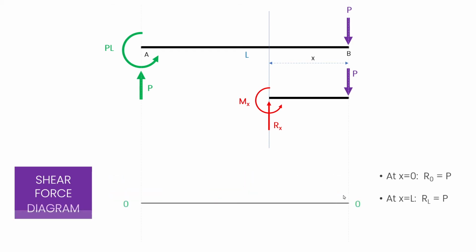So let's plot it. We have the starting point at A and the ending point at B. We know that the shear force in this case is not correlated with X, that is, the Rx value was simply P. There is no interrelation with X, and hence it is going to be a constant. So from the left, you can see the value starts at P, so it moves up. It's going to be constant throughout, and then it moves down.